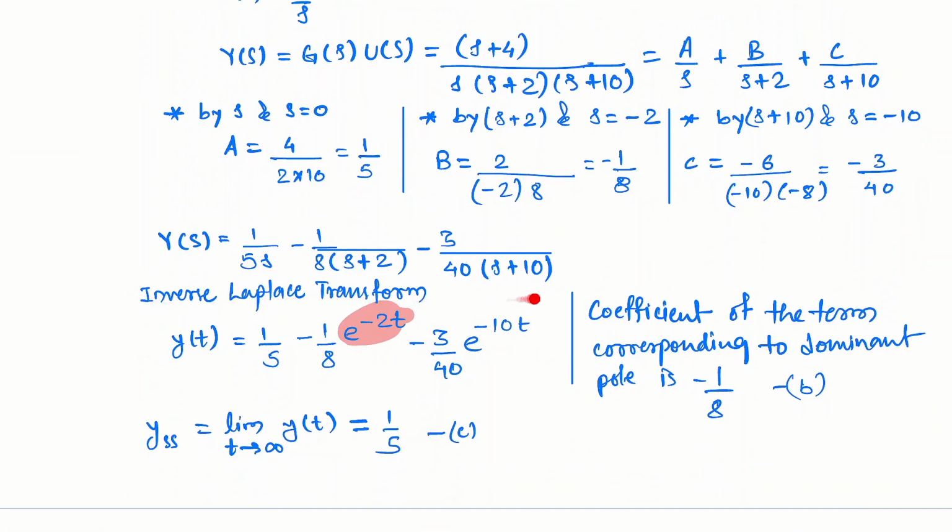When we take the limit as t tending to infinity, this term would go to 0, this term would also go to 0, and we would be left with 1 over 5. So that is question 1.